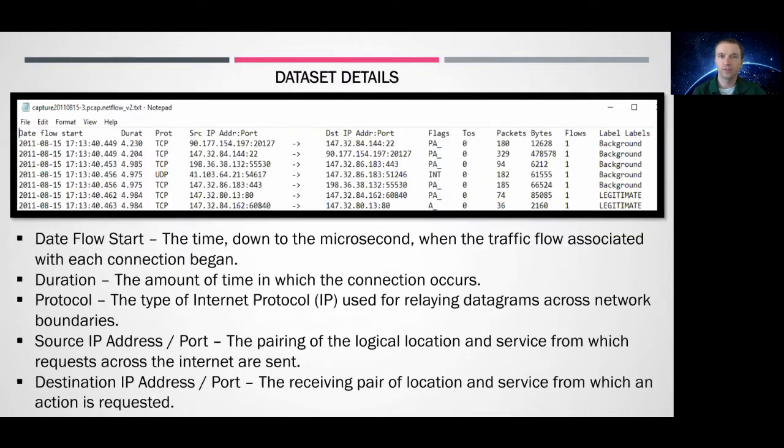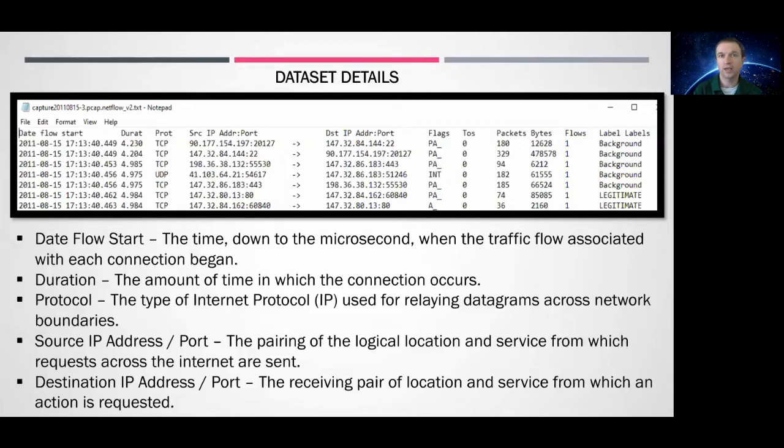And this is what NetFlow data physically looks like. It starts with a date that the material was captured, and then moves on to the duration, or the amount of time in which the connection occurs. Then it specifies the protocol, or the actual classification used for relaying datagrams across network boundaries. Most of the time, we're going to be talking about TCP or UDP, which are the most prevalent protocols in networks. These are the protocols that are actually physically carrying your services, your websites, your videos.